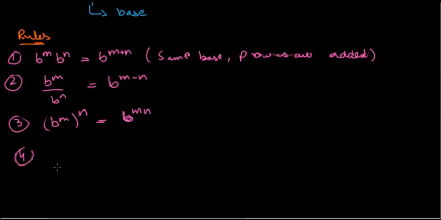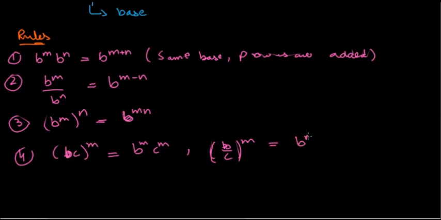Right. Fourth rule is like this. If you have a product raised to a common power, so b times c, everything raised to m, then you can distribute the power individually to the numbers. Like this. Similarly, if you have a division, b over c in parentheses raised to m, then you can write it as b raised to m over c raised to m.